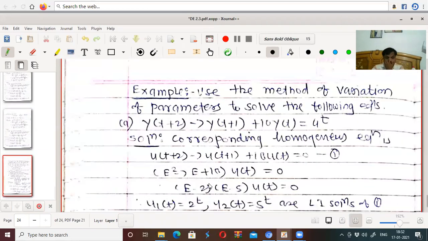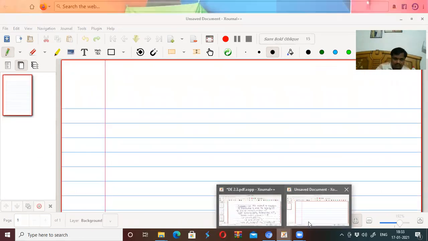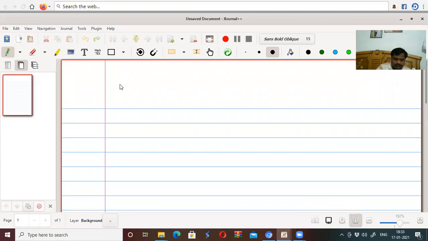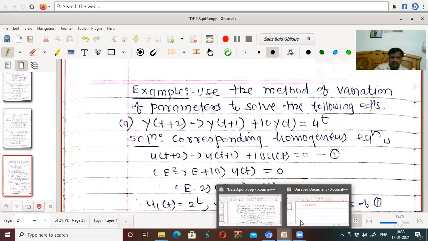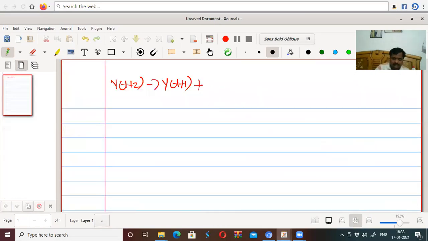Okay. y of t plus 2 minus 7 y of t plus 1 plus 10 y of t equal to 4 to the power t. This is the given equation.